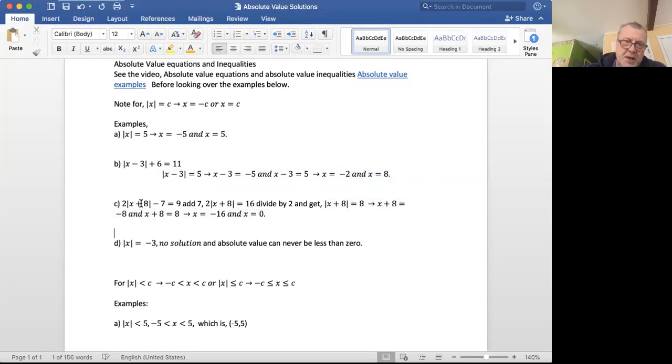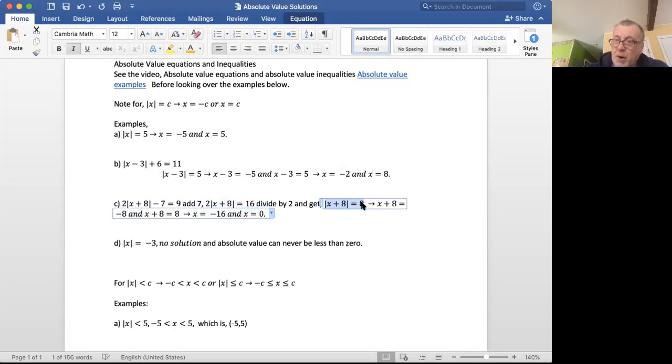Similarly in C, we have 2 times the quantity absolute value of x plus 8, minus 7, equals 9. Again, we do the same process. We add 7 to both sides. Adding 7 gets rid of the minus 7, and 9 plus 7 is 16. So we end up with 2 times the absolute value of x plus 8 equals 16. To isolate the absolute value of x plus 8, we divide both sides by 2. That gives us the absolute value of x plus 8 equals 8.